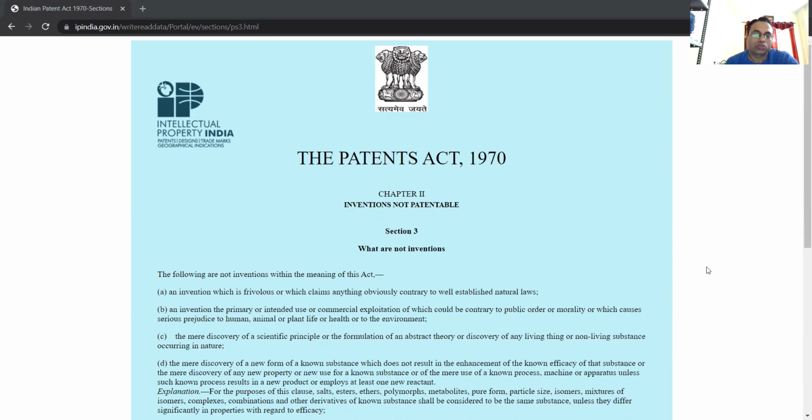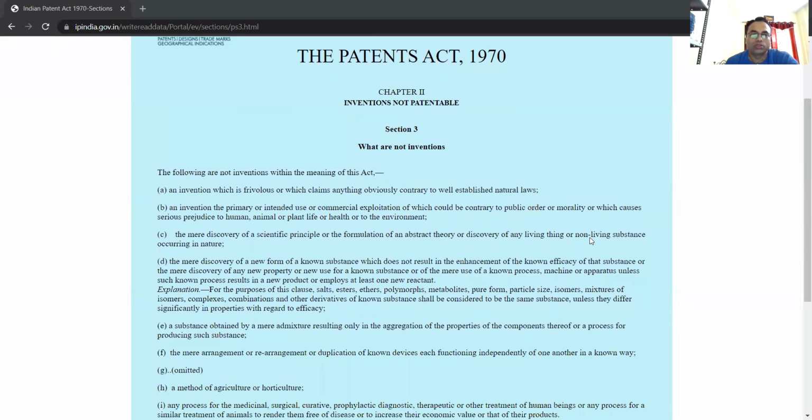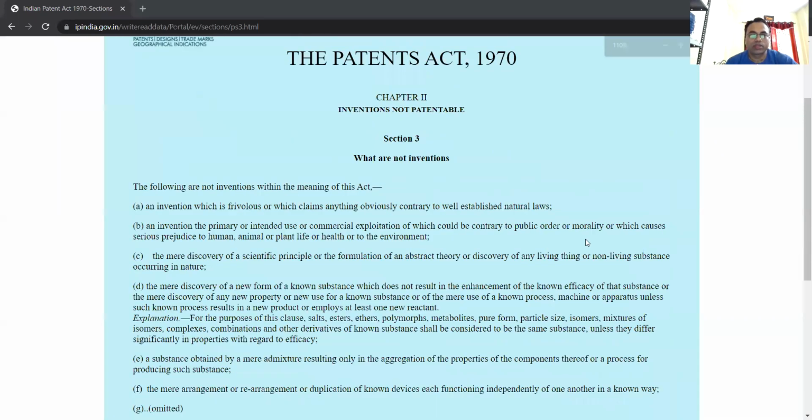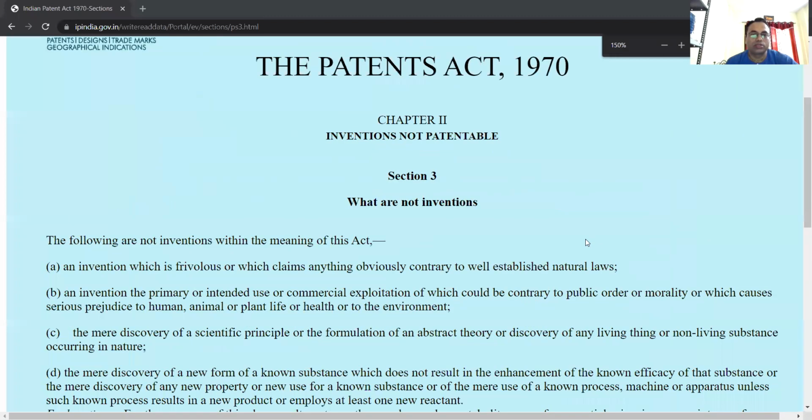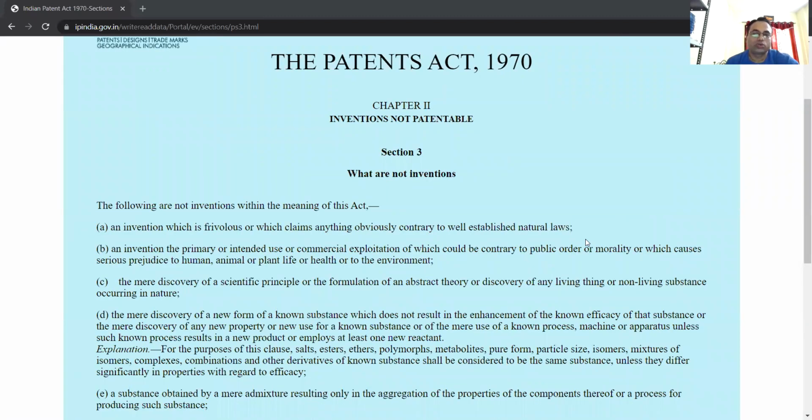Welcome back. So today we are going to discuss section 3, what are not inventions. So we are going to read from this text itself. Section 3 includes what are not inventions, and many times you will get questions asking about this, and you also get questions in paper 2, also in paper 1.